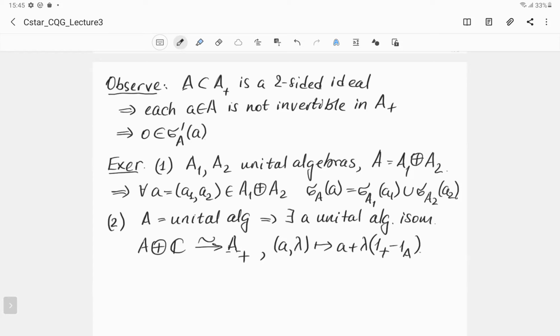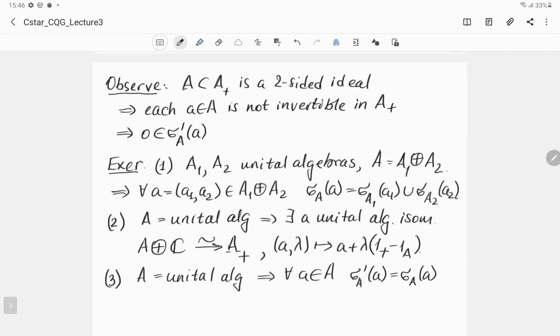If we now combine 1 and 2, we conclude that if A is a unital algebra, then for each element a in A, the non-unital spectrum of a is the usual spectrum union {0}. So in other words, 0, the origin, is the only possible point which is in the non-unital spectrum, but maybe is not in the spectrum. Sometimes it is in the spectrum, and in these cases, these two spectra are the same. In other cases, it is not in the spectrum, but this is the only distinction between these two spectra.